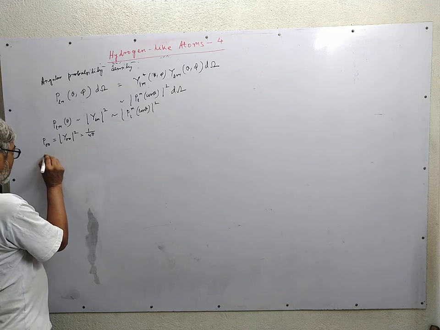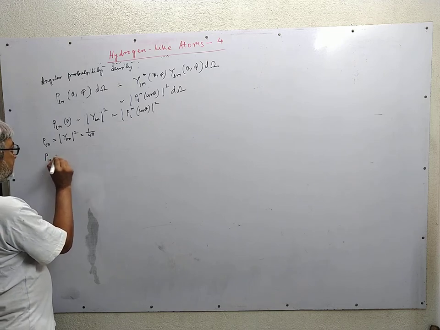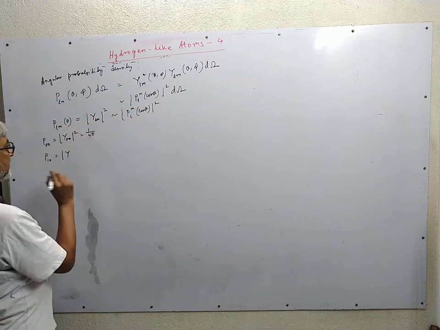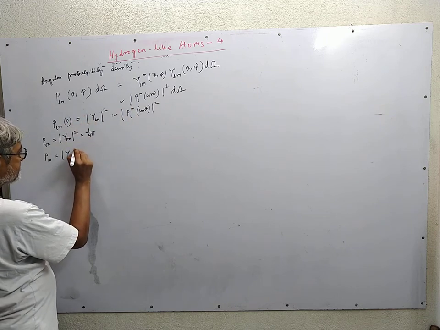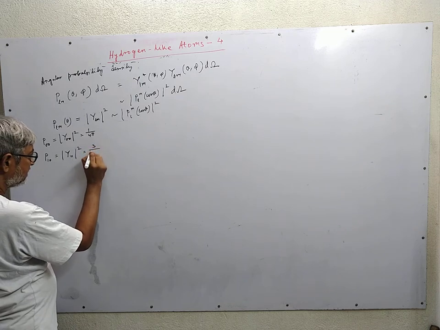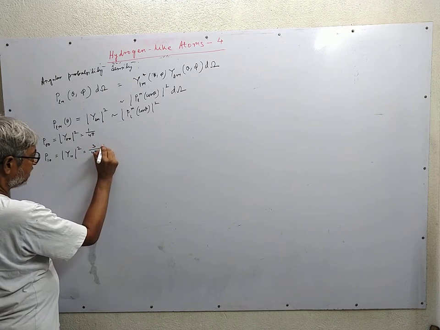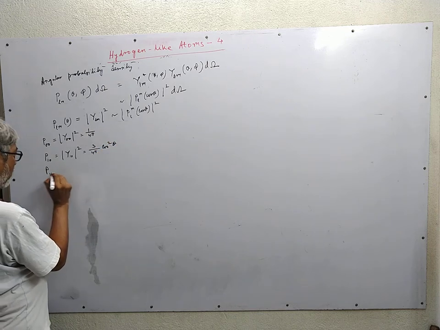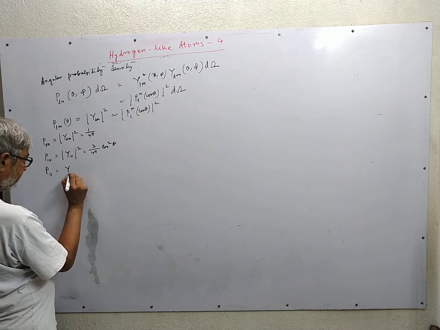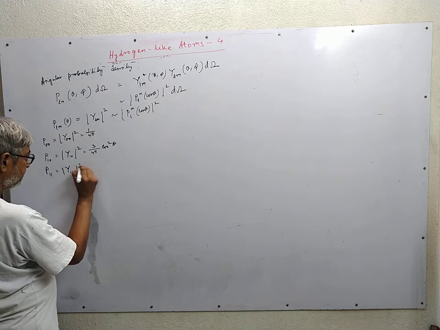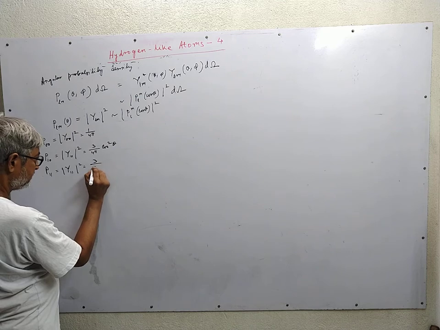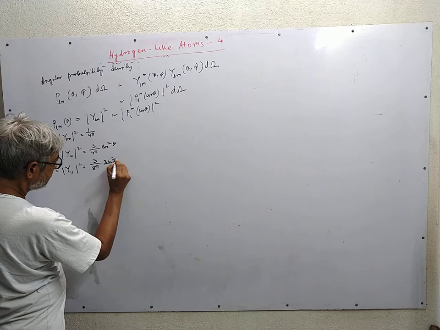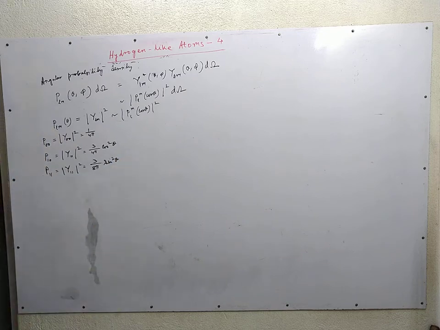Now P10 is equal to cos squared theta, and P11 is this function.